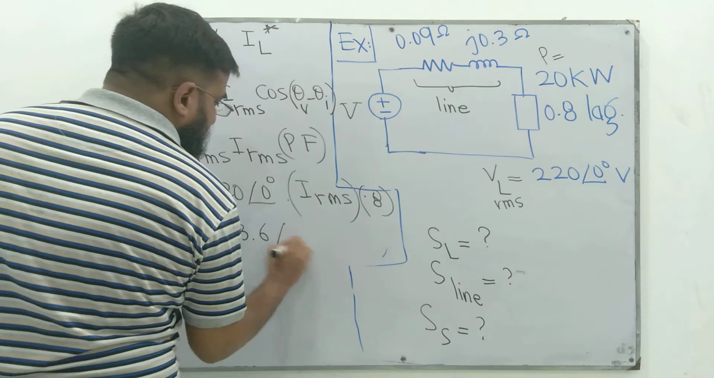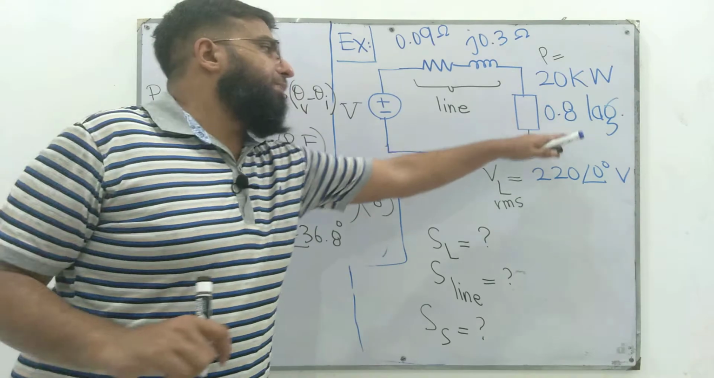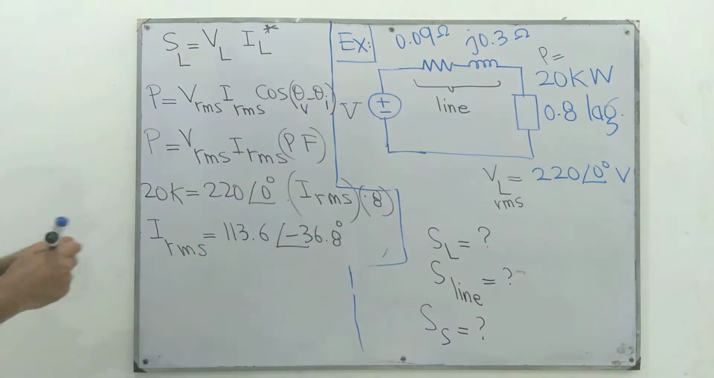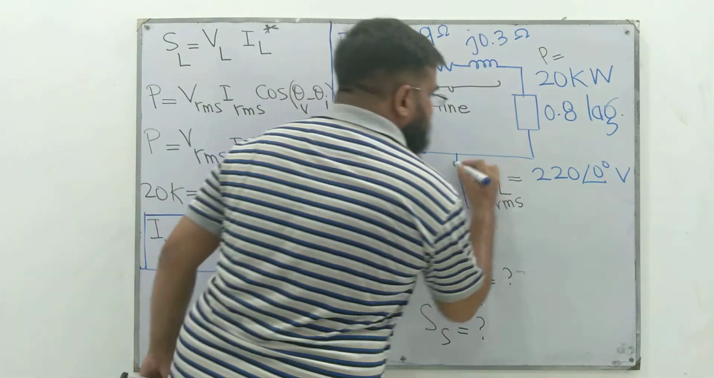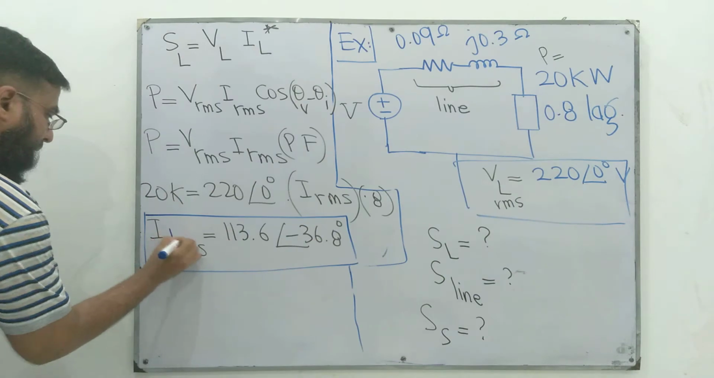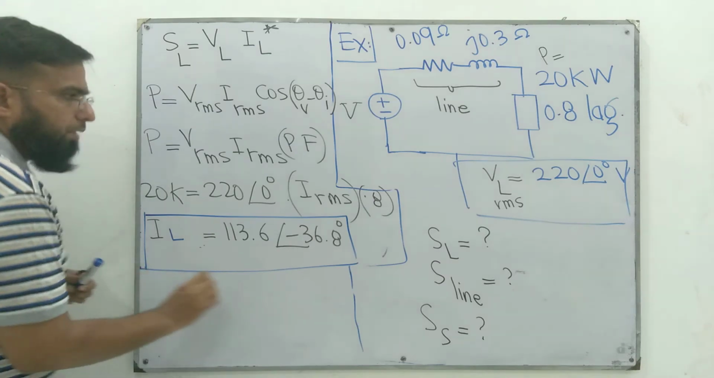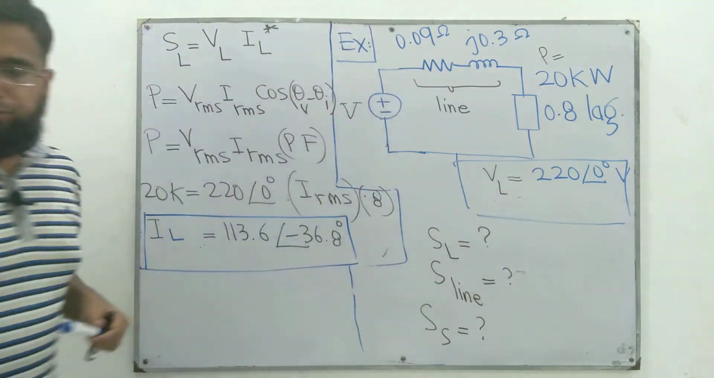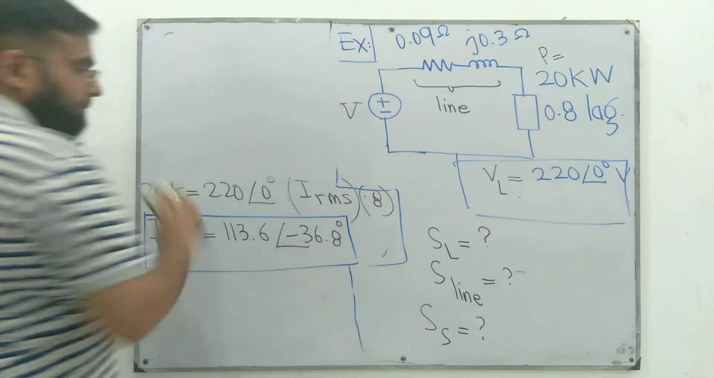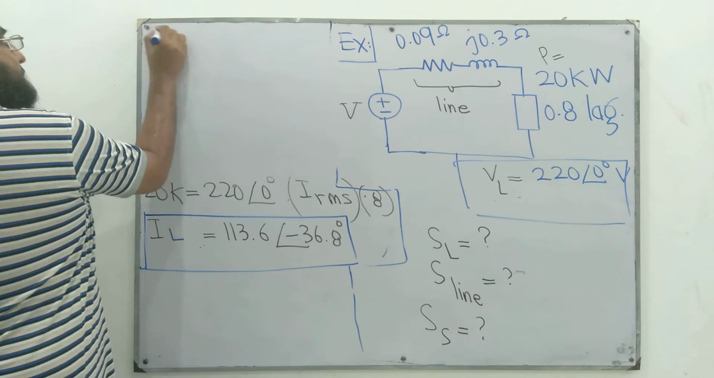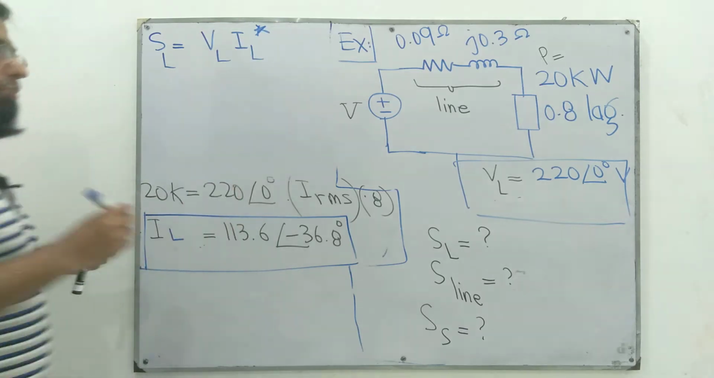Solving this gives us an I RMS equal to 113.6, and since it's a lagging load at power factor 0.8, the angle is cos inverse of 0.8, which is minus 36.8 degrees. So we now know VL as well as IL, and they both are RMS quantities. So how to find SL? SL is VL times the complex conjugate of IL.